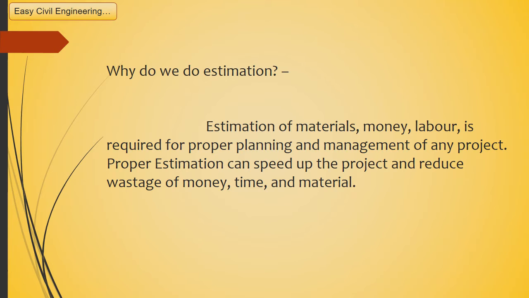For example, suppose we predicted that for making 1 kilometer of road we would require 10 trucks of sand, but unfortunately only 7 or 8 trucks of sand are used, and 3 are not required. Why? Because we haven't done proper estimation. We just predicted that 10 trucks would be good enough. Then the remaining 3 trucks of sand are wasted. We have no requirement for that. Our money is also wasted because we purchased them and now they have no use.